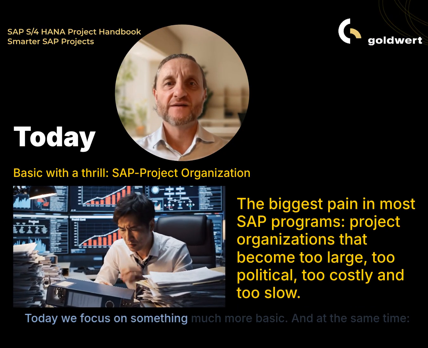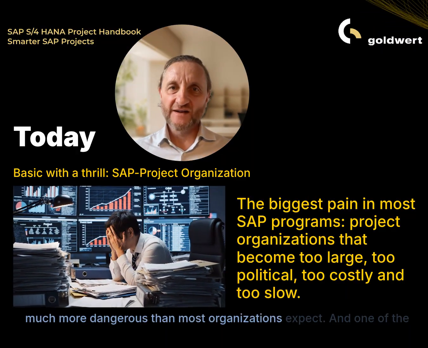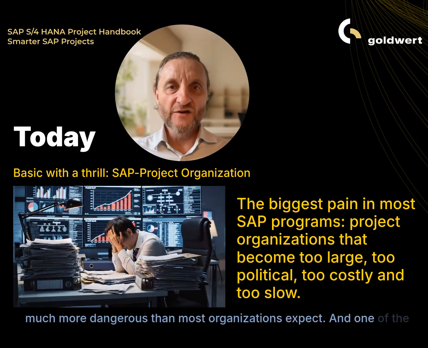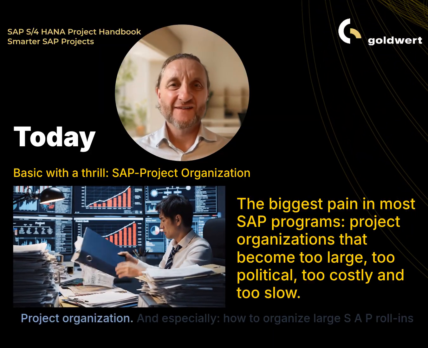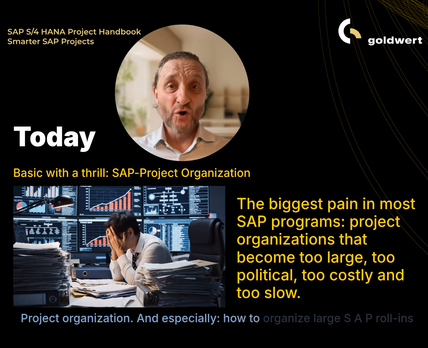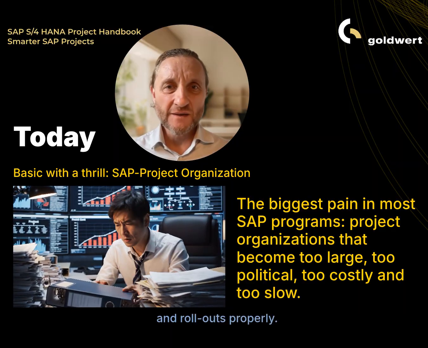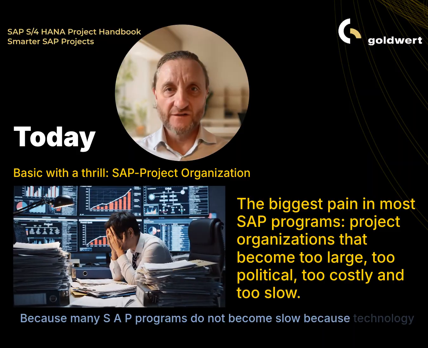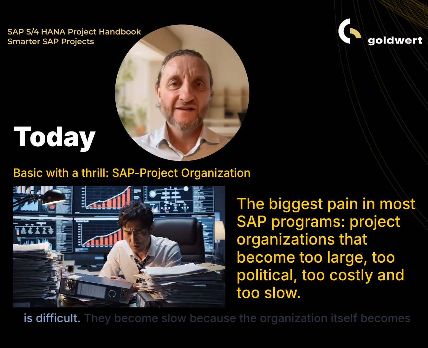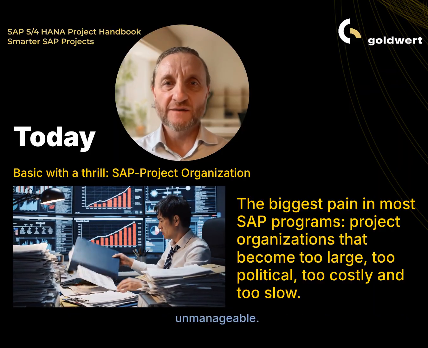Today, we focus on something much more basic and at the same time, much more dangerous than most organizations expect. And one of the biggest pains in the SAP project organization, and especially how to organize large SAP roll-ins and rollouts properly. Because many SAP programs do not become slow because technology is difficult. They become slow because the organization itself becomes unmanageable.